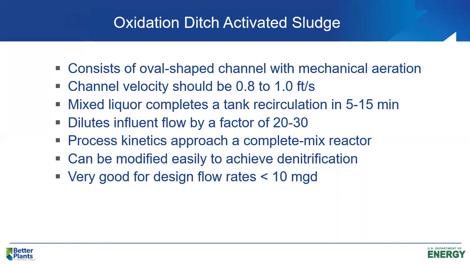Now, typically, the capital cost of an oxidation ditch facility compared to conventional activated sludge will be about 20% higher. So ordinarily, we don't design an oxidation ditch or extended aeration activated sludge for design flow rates above 10 MGD. Occasionally it's done, but generally they're good for small and medium-sized facilities where the design flow rate is less than about 10 to 12 million gallons per day.